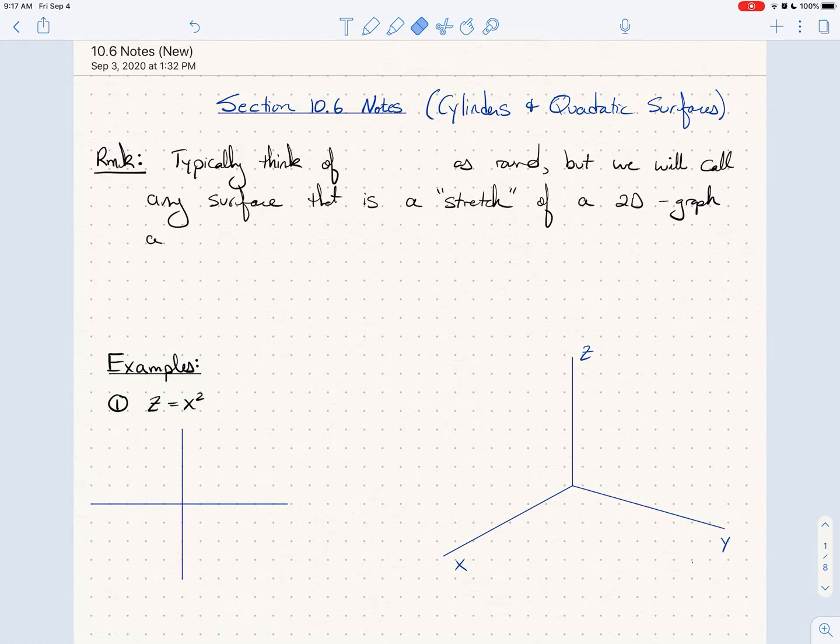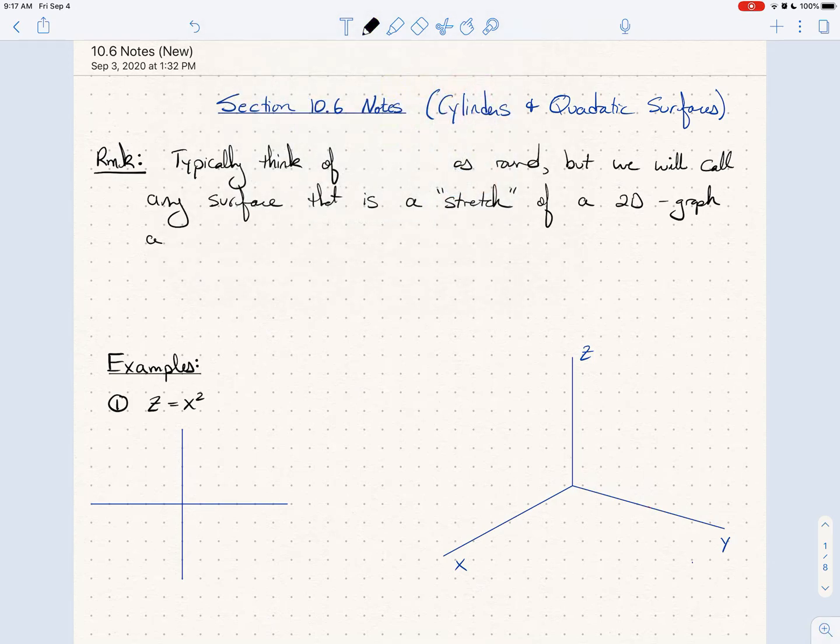So in this section, we're going to talk about cylinders and quadratic surfaces. And this is a lot of fun. This is where the three-dimensional stuff begins to get a little bit more interesting. And so I want to begin just talking about the word cylinder. I want you to picture what you think of when you think of the word cylinder.